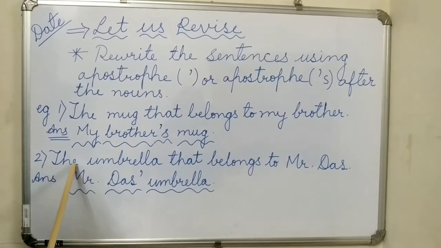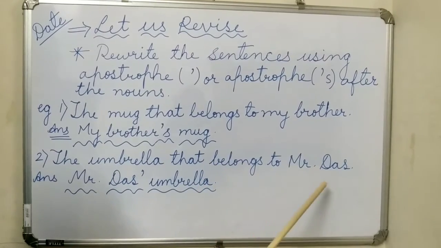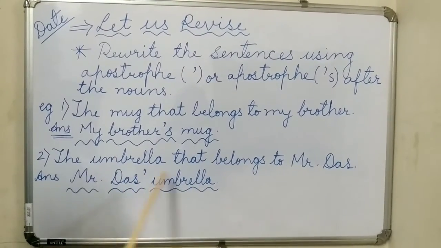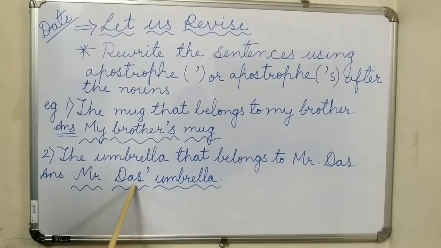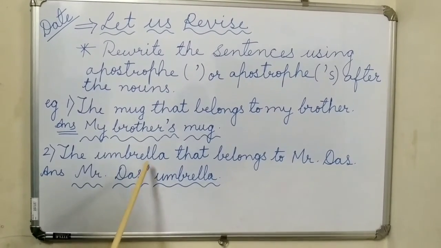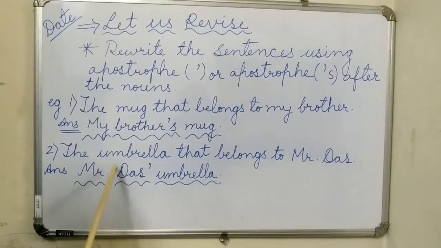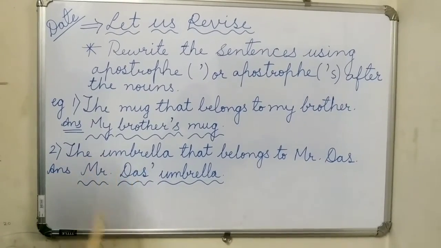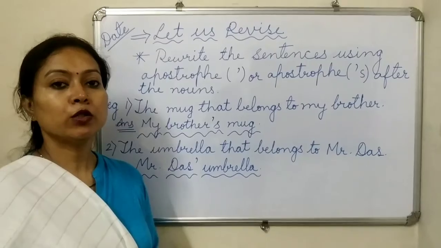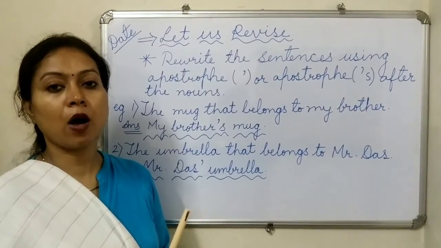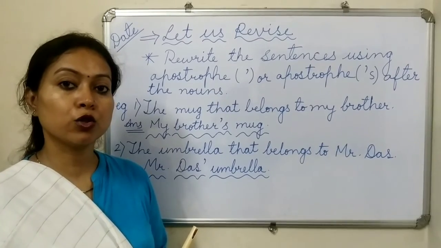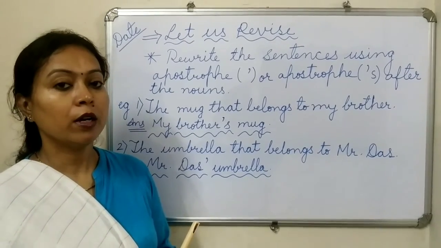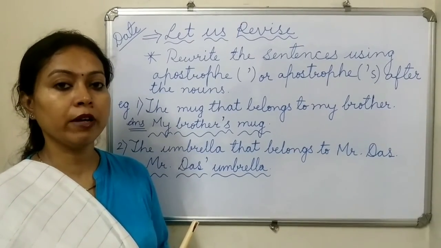Next example. The umbrella that belongs to Mr. Das. Whose umbrella is that? Mr. Das' umbrella. Mr. Das is a singular noun and it is ending in S. So we put only the apostrophe after the noun Mr. Das. So children, today you have learnt lesson 6, Nouns Possession. We put an apostrophe after a noun to show belonging or ownership. Now go through all the rules properly once again.